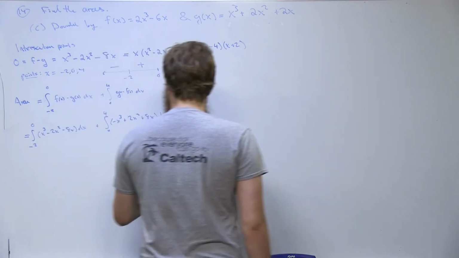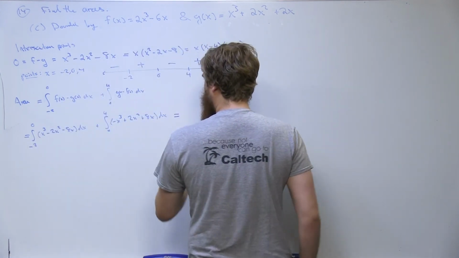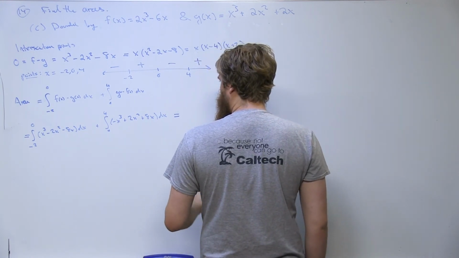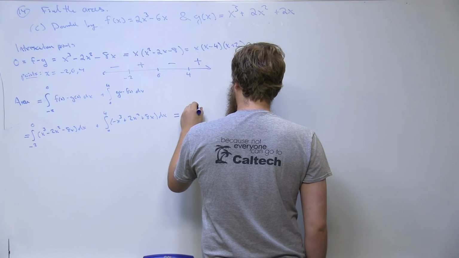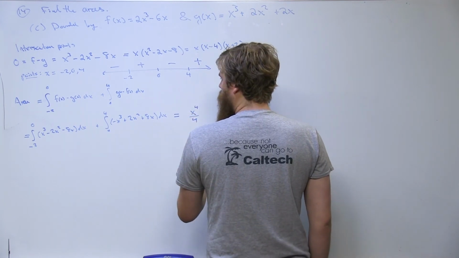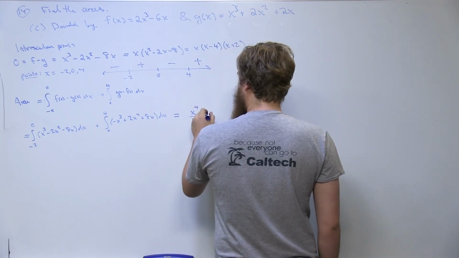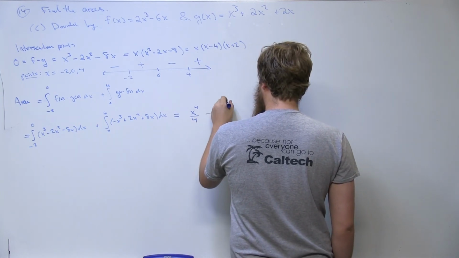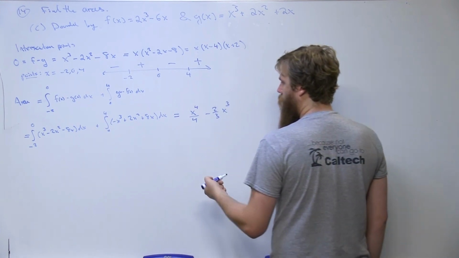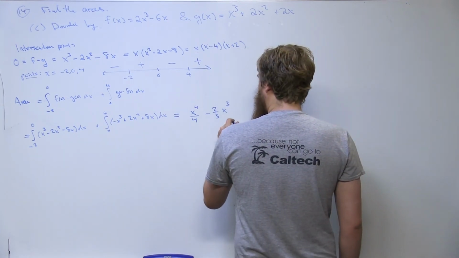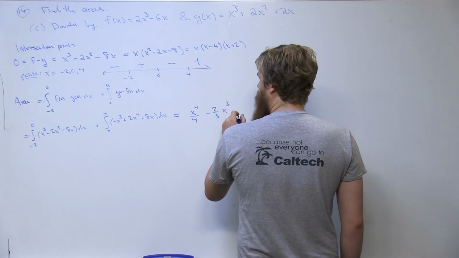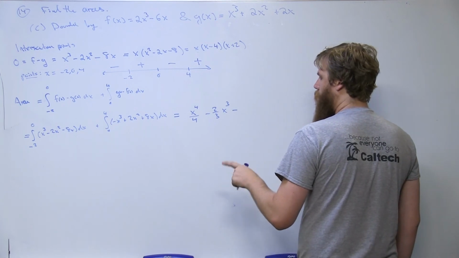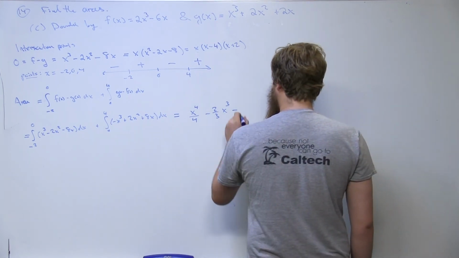Let's continue off to this way so we can conserve some space. So this first fellow, antiderivative for x cubed is x to the 4th over 4. And then minus 2x squared, it's going to be minus 2 over 3 x cubed, right? Because x squared has as its antiderivative 1/3 x cubed. And then minus 8x is going to become minus 8x squared divided by 2, so minus 4x squared.